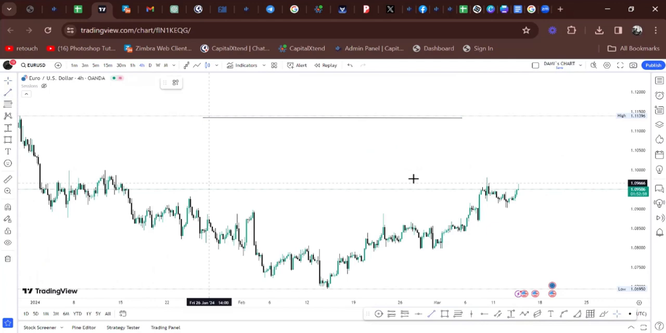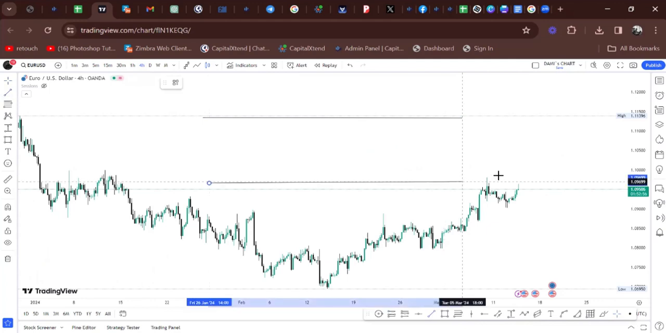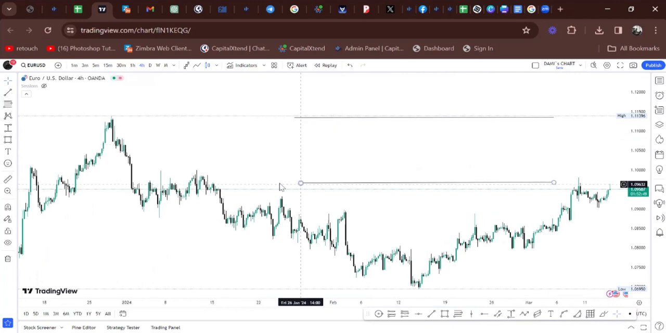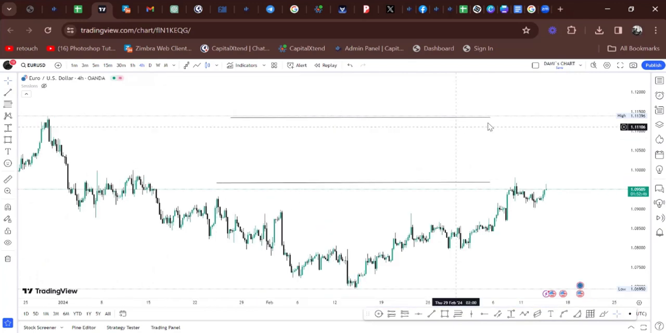Okay, let's use these two lines, for instance. When we talk about support and resistance, we're actually talking about market structure in a nutshell. So when you hear the words support and resistance, it simply means what's holding price from going up and what's holding price from coming down.